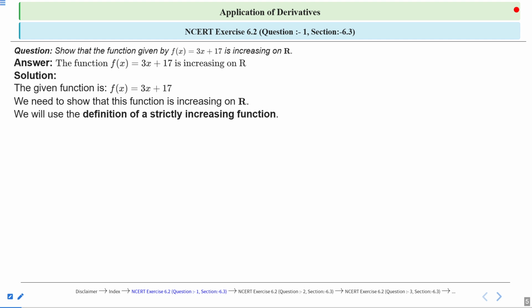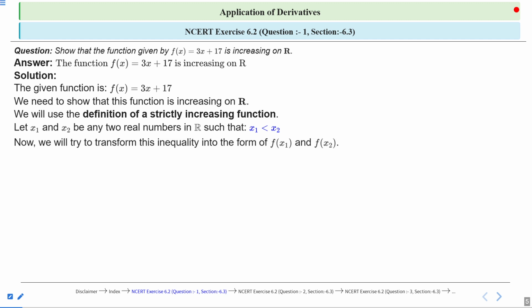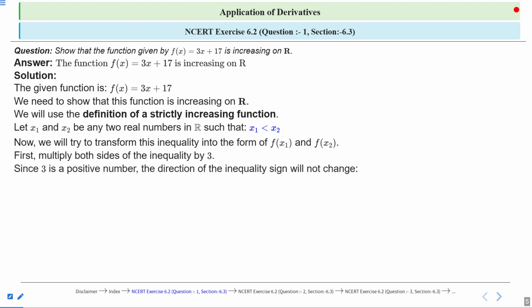We need to show that this function is basically increasing on all real. We will use the definition of a strictly increasing function, right? Let x1 and x2 be two real numbers in R such that x1 is less than x2. Clear? Now we will try to transform this inequality into the form of f of x1 and f of x2. First, multiply both sides of the inequality by 3. Right? Since 3 is a positive number, the direction of the inequality sign will not change, right? We know this. Therefore, we can say that 3x1 will be less than 3x2.